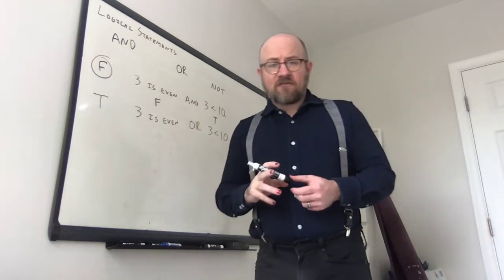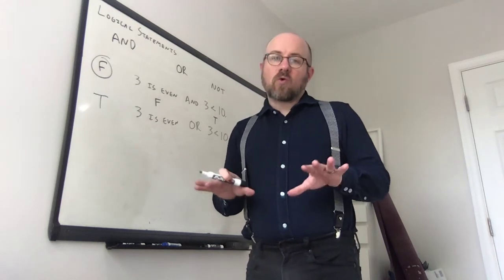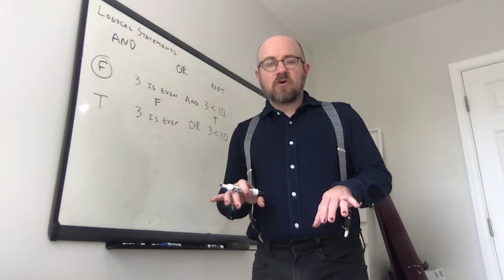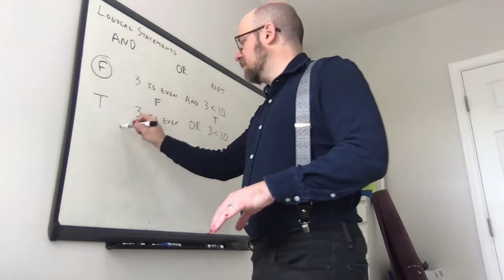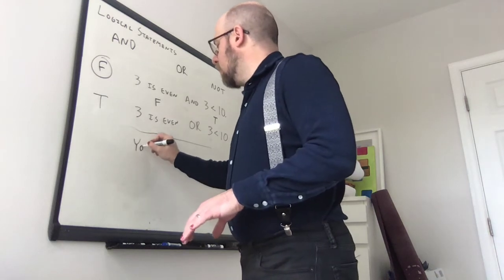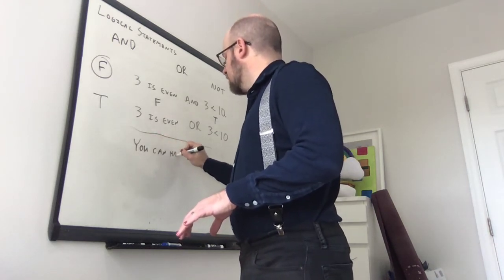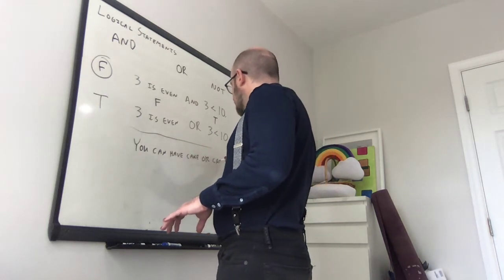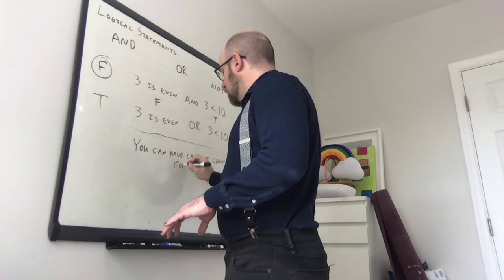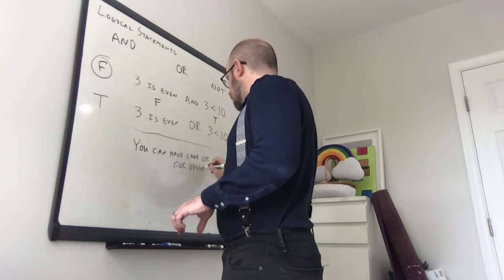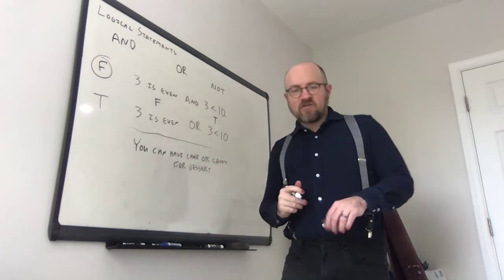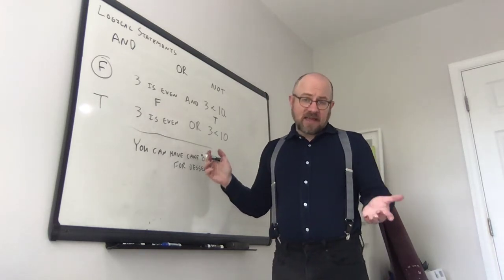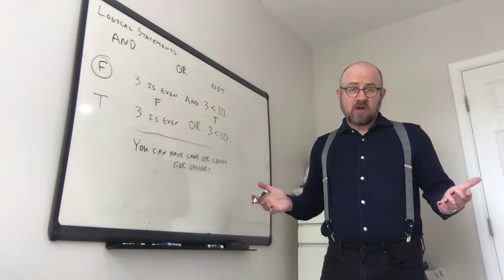Now, one thing to watch out for is that the way that we use or in English doesn't always match up with this. So if you, for example, tell a little kid, you can have cake or candy for dessert. Okay? If you said this to a 6-year-old, for example, you mean that they can have either cake or candy. They can't have both. Okay?